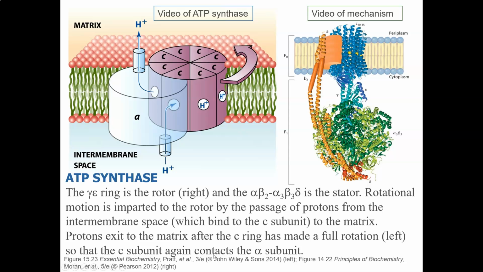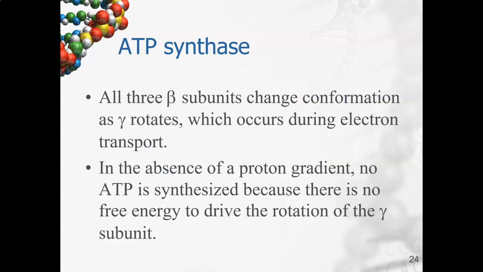So I think both of those videos show pretty powerfully how the protons that are pumped by complexes 1, 3, and 4 come back in through the F sub 0 portion of the ATP synthase, and then how it drives the rotation of the F sub 1 portion of the enzyme. And again, a full rotation results in all 3 of the subunits being able to synthesize, each one synthesizes 1 ATP, so a full rotation will give you 3 ATPs.